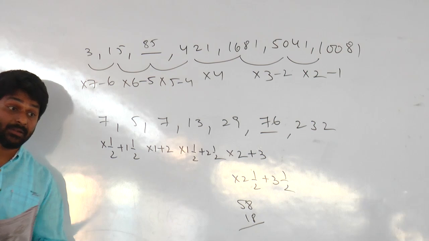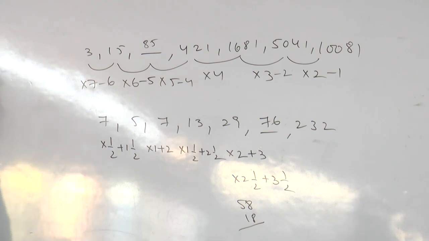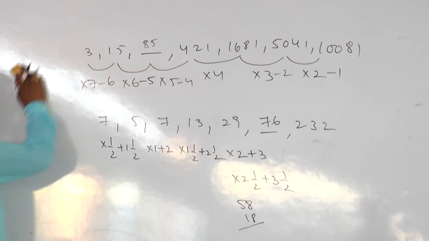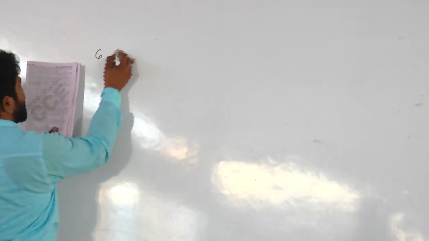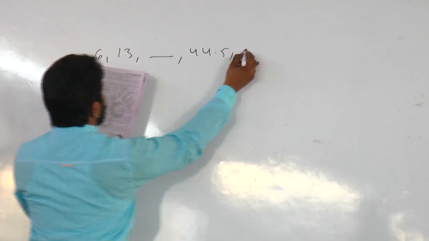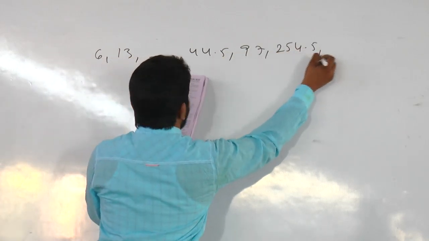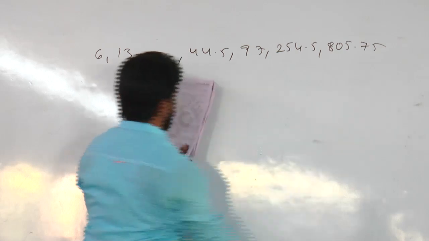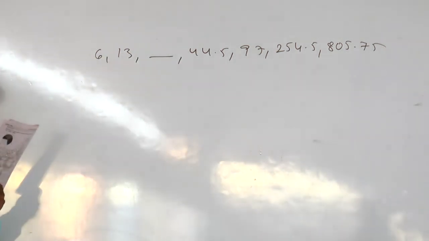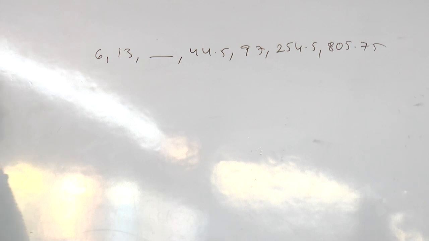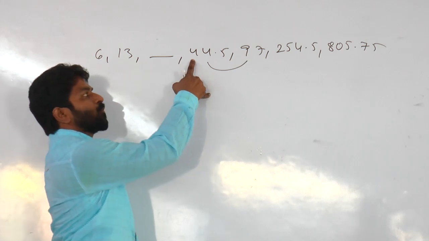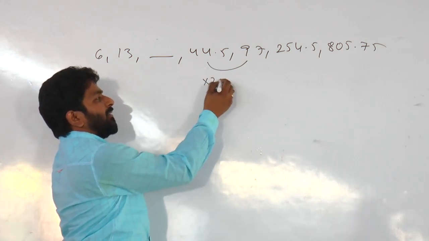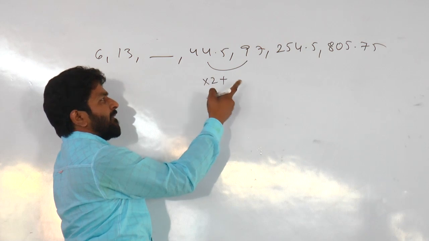Next, 54. 6, 13, 44 and a half, 97, 254 and a half, 805.75. Two times of this number, 89. 89 plus 8.